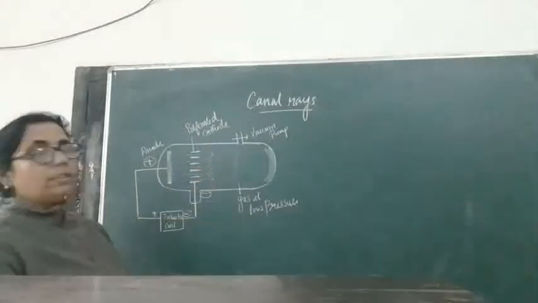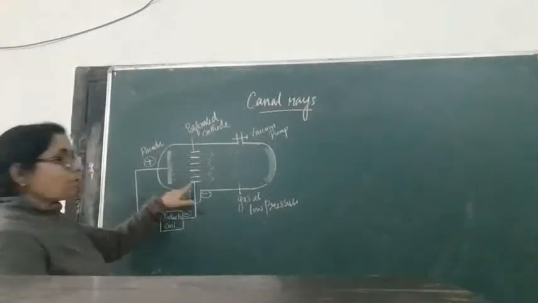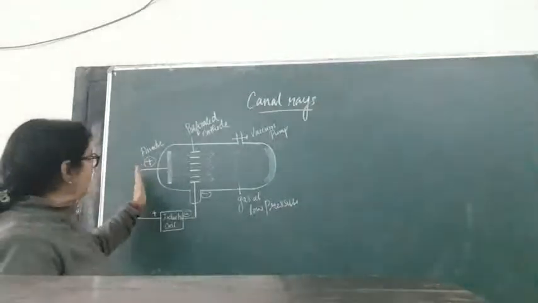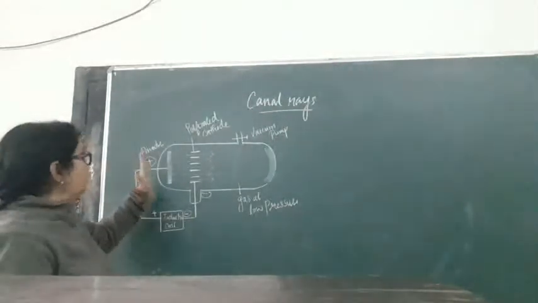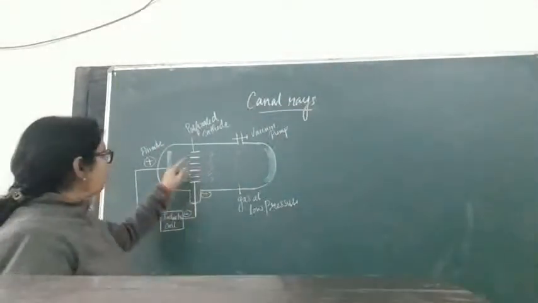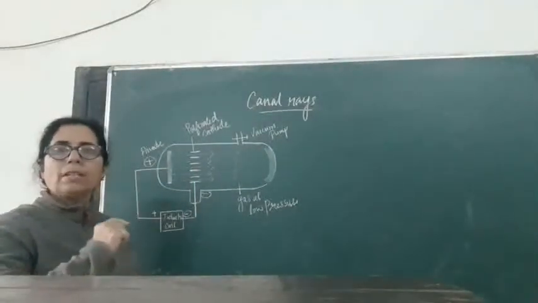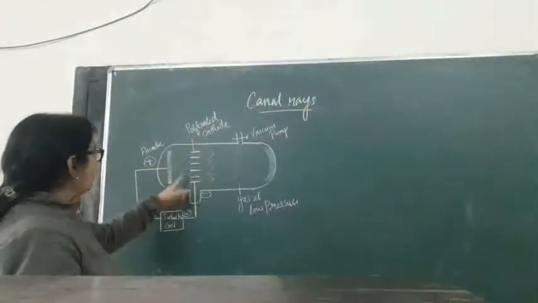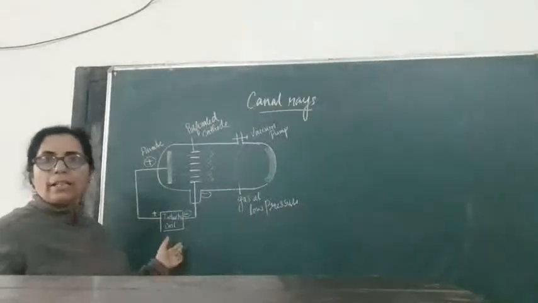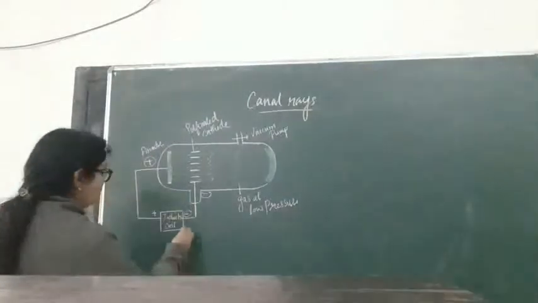Now, in order to understand the canal rays or the discovery of proton, two electrodes were placed. One electrode, acting as an anode, is placed at the left hand side. The cathode electrode was not a simple electrode, but a perforated electrode, having perforations, meaning holes, in it. These two electrodes were again connected to the induction coil for supplying a high voltage of about 10,000 volts.